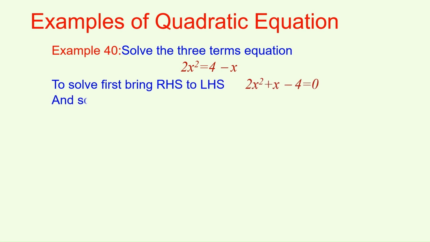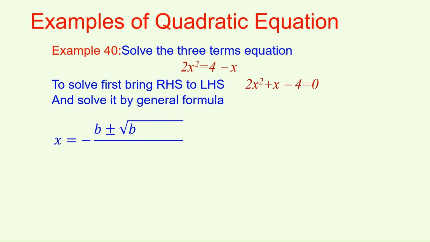Example 40. Solve the three terms equation 2x squared equals 4 minus x. To solve, first bring right hand side to left hand side. 2x squared plus x minus 4 is equal to 0. And we solve it by general formula.